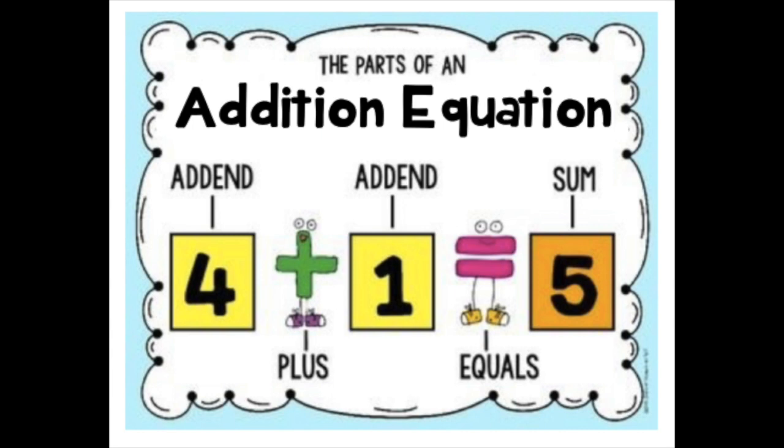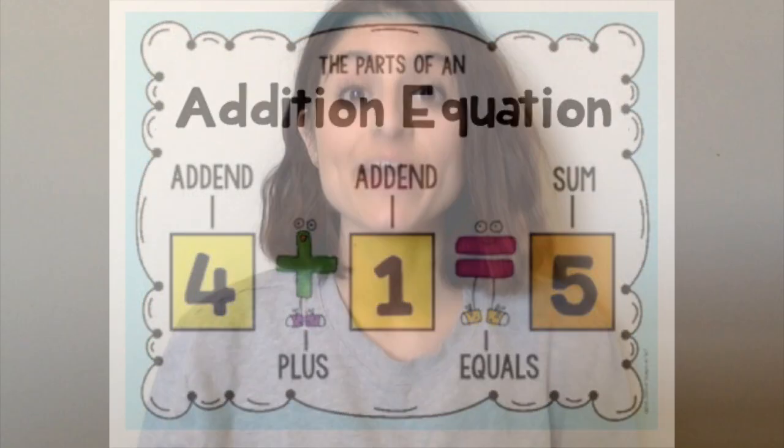The plus sign is the symbol that goes in between those 2 add-ins, and that just tells mathematicians that we're putting these numbers together, we're adding them. The equal sign is what you put before you put the sum, the total amount you get when you put the 2 add-ins together. To solve and find the sum of addition equations, there are many ways to do this. Today, I'm going to show and we're going to practice 3 strategies, 3 ways to solve an addition equation.